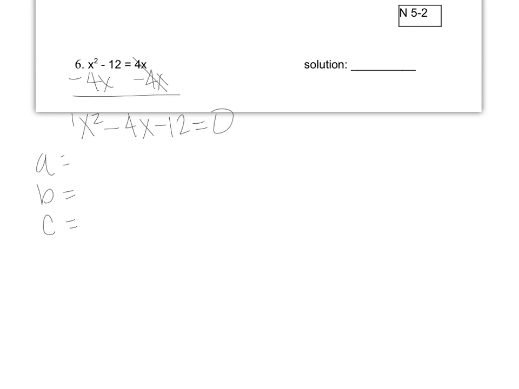A is the coefficient of x squared, so that's a 1. B is the coefficient of x, so that's negative 4. And C is a negative 12. So knowing that information, we're going to plug into our quadratic formula. I'm going to go ahead and recopy that down here.